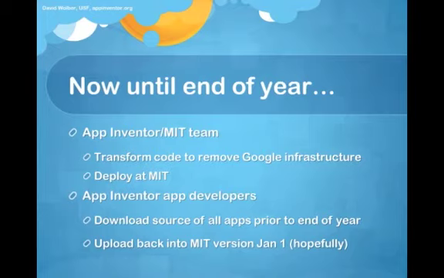For App Inventor developers, until the end of the year, continue developing, continue working. You can build apps. The key is to make sure you download all your apps, and by that I mean the source code. If you go to the projects page and choose other actions and say download source, you get a little zip file. With that zip file, you can bring that back into another App Inventor system later. But you need to make sure you get those on your computer.